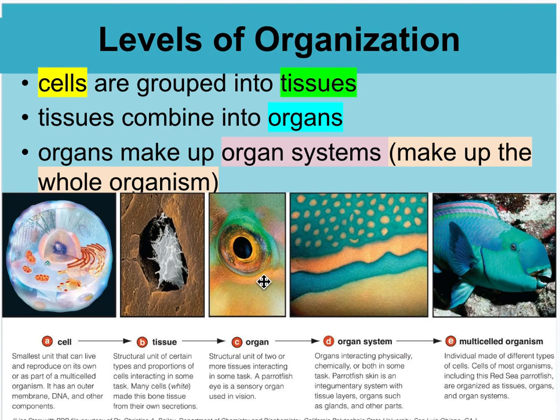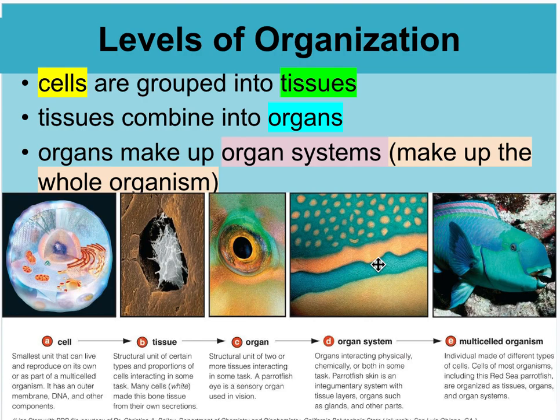Then you look at something like the eye of this organism. Well, it doesn't just have muscle tissue, it also has skin tissue, it also has nervous tissue. And so this is called an organ, and it has multiple types of tissues together. Then you can have an organ system. Say you have something like the circulatory system.